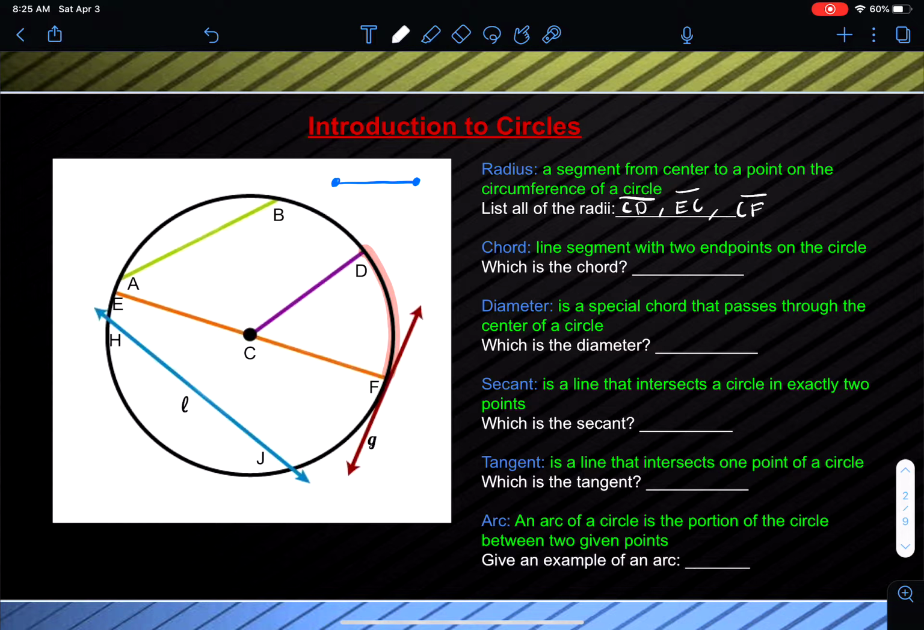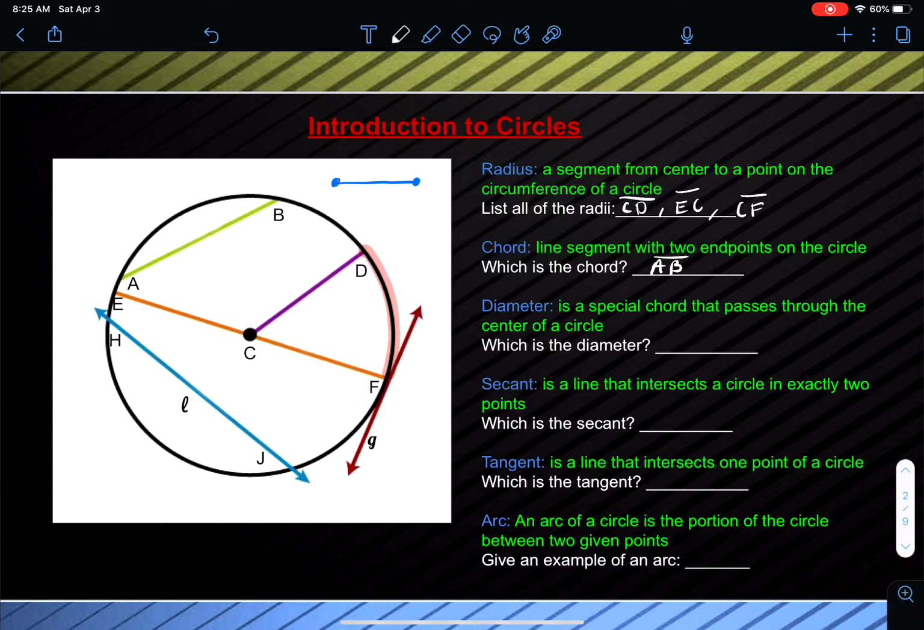Now we're going to move on to a chord. A chord is a line segment, so we're going to be finding something like this with two endpoints on the circle, or in other words, on the circumference. So here's our circle. We need to find two points on the circumference of the circle. Okay, so I see a chord over here because the two endpoints are on the circle. So I'm going to write line segment AB. Next thing, we've got to find the diameter.